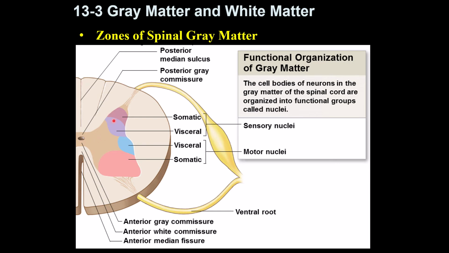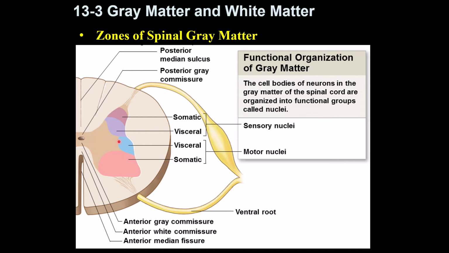And in the gray area, you have the three horns. This is the ventral horn, this is lateral, and this is the dorsal horn. And here is the commissure. The commissure is the connection between the right and left, or between the two sides of the spinal cord. And in the middle, you have the central canal here. You also have a white commissure here, where the fibers are passing from one side to the other.